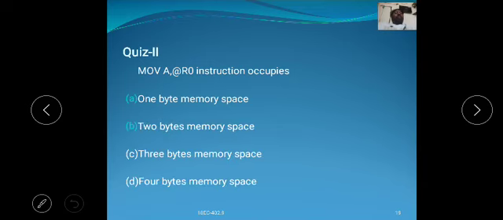Here, the MOV A, R instruction occupies how much memory space: 1 byte, 2 bytes, 3 bytes, or 4 bytes? The MOV A, R instruction occupies 1 byte of memory space. The answer is 1 byte.